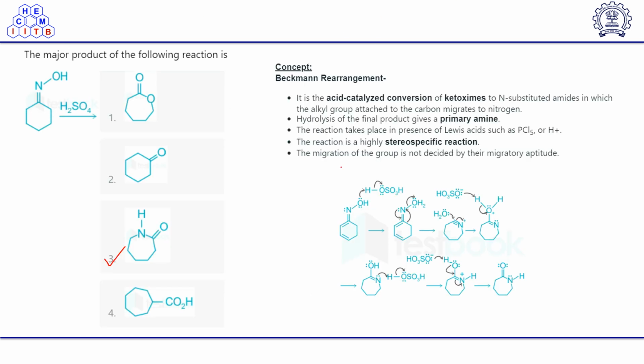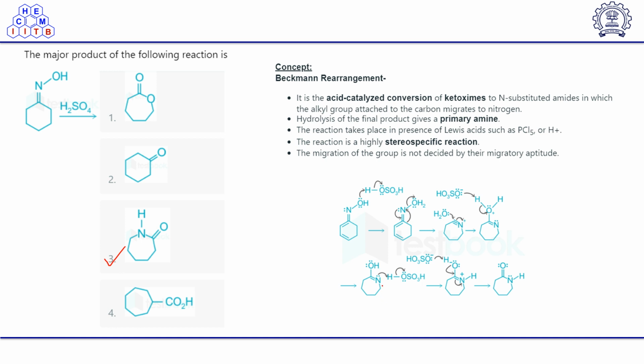That is, this OH will get protonated by this sulfuric acid. It will form this, followed by the elimination of this water molecule, and this ring will be expanded. The alkyl group will go to this nitrogen atom, like it's migrating to this nitrogen atom that is given here. The alkyl group attached to the carbon migrates to the nitrogen atom, forming this imine, which can be attacked by this water molecule again, followed by the elimination of this proton to form this compound.